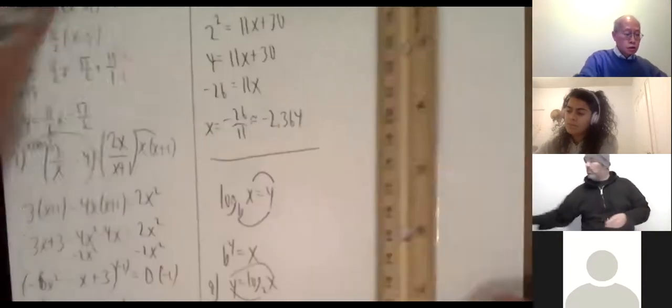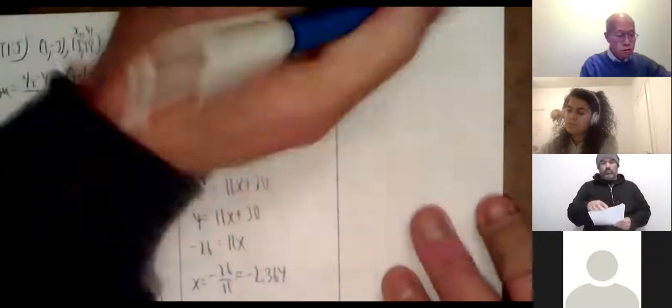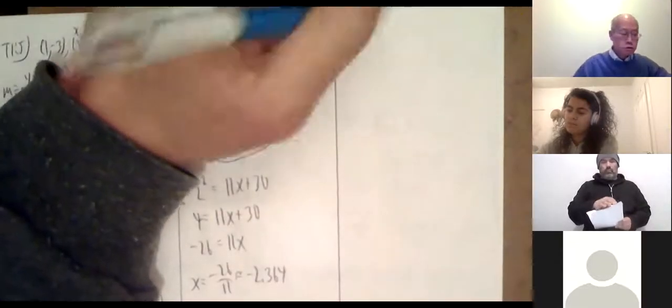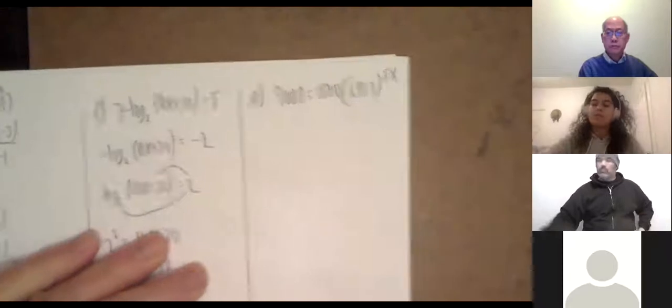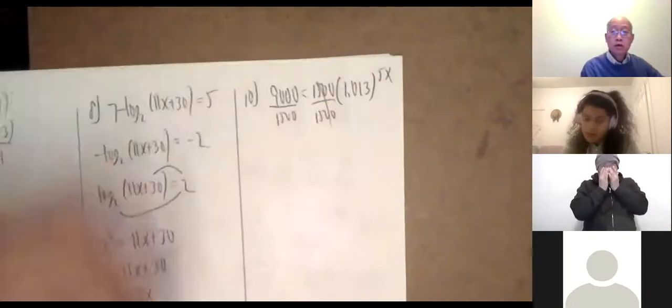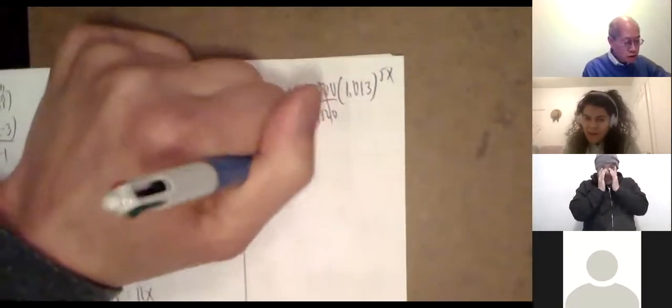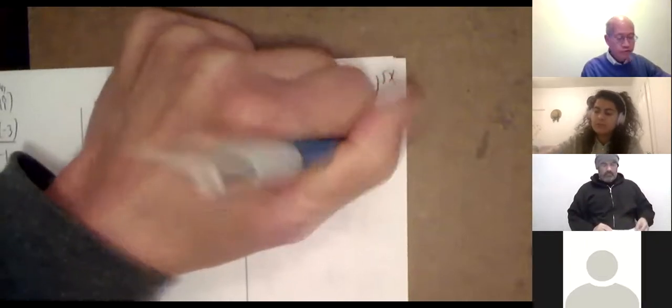Okay, question 10. $9,000 equals 1,500 times 1.013 to the 5x power. Divide both sides by 1,500. So 6 equals 1.013 raised to the 5x.